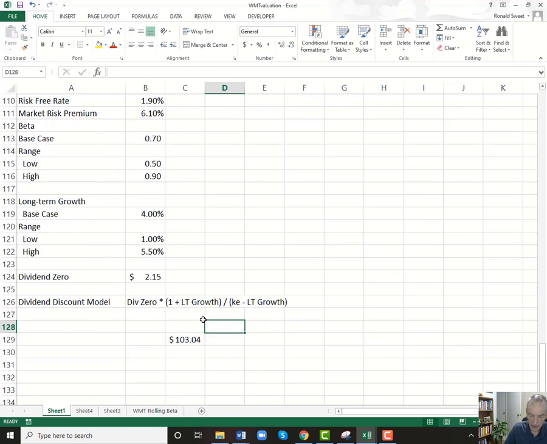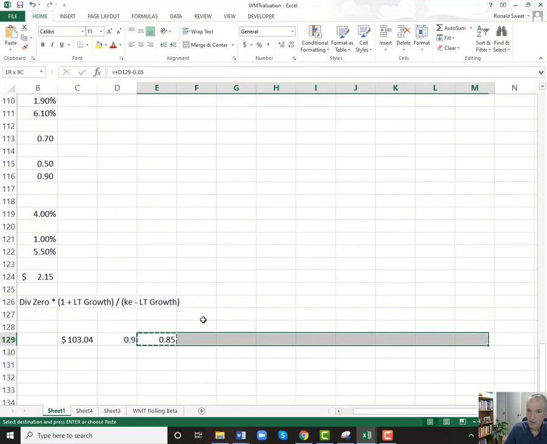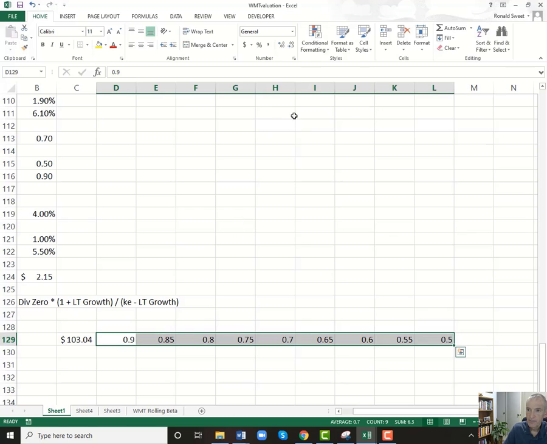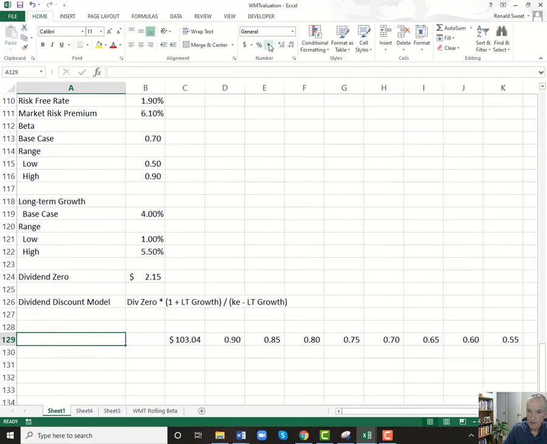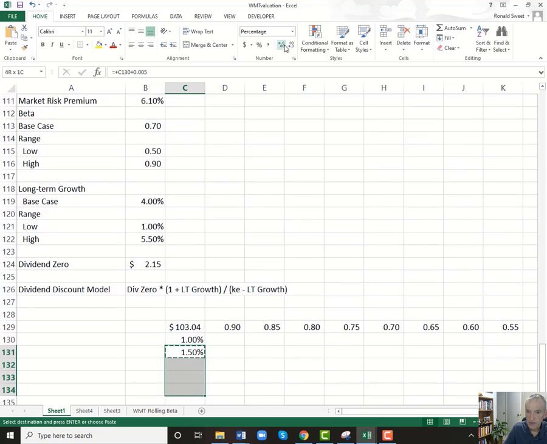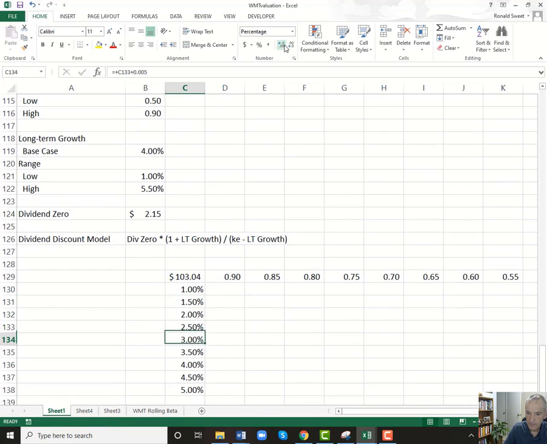So now what we're going to do is we're going to look at our betas. So we're going to do our range around betas. Here you want to make sure you start with the highest number and go down to the lowest. So we'll start at 0.9 and we'll go down to 0.5. So there's our betas. And here we want to do our growth rate. So we'll start at our low, 1%.